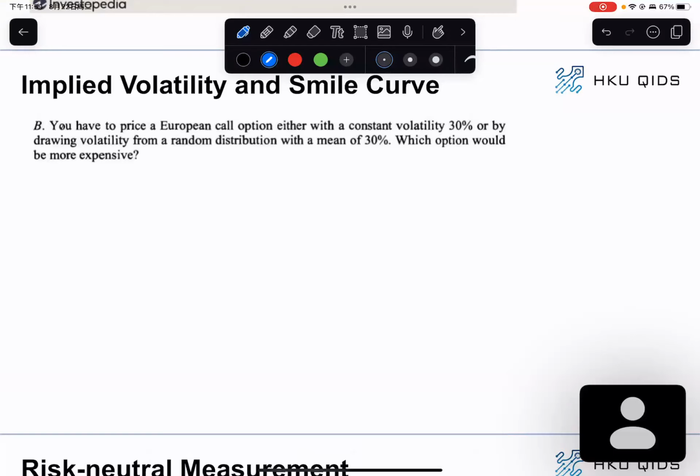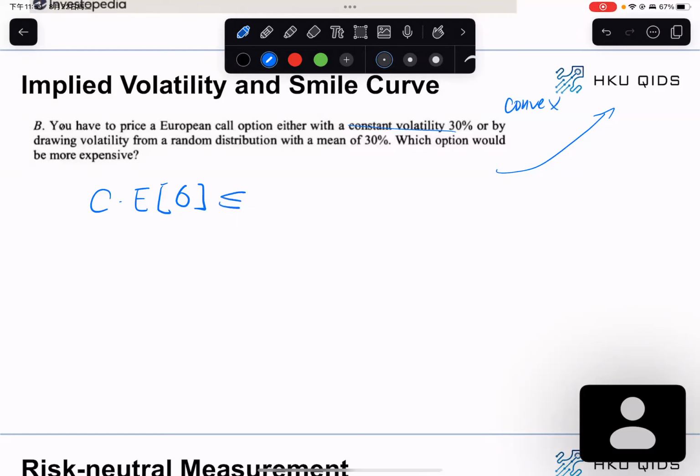The first one is that you have to price a European call option either with constant volatility 30% or by drawing volatility from a random distribution with a mean of 30%. Which option would be more expensive? The first one has a constant volatility, which is just the expectation of volatility multiplied by this call. And we know that the call option is a function that is, is it concave or convex? It is convex, right?